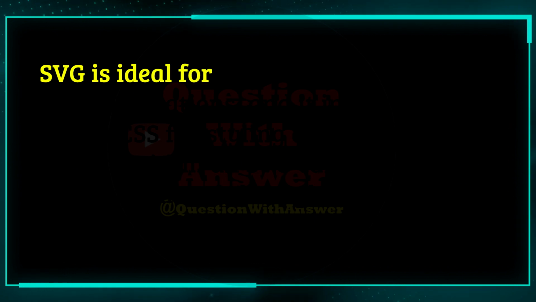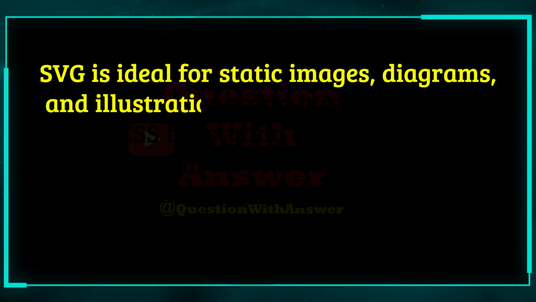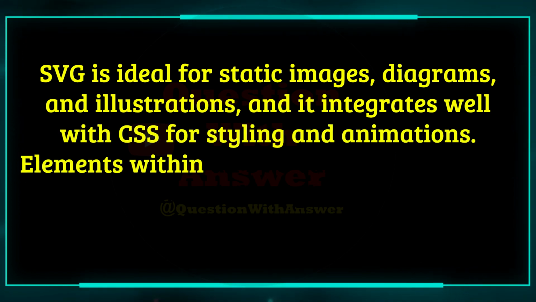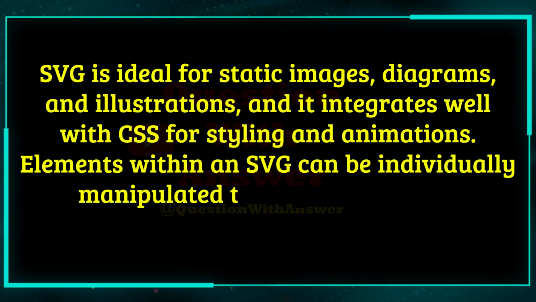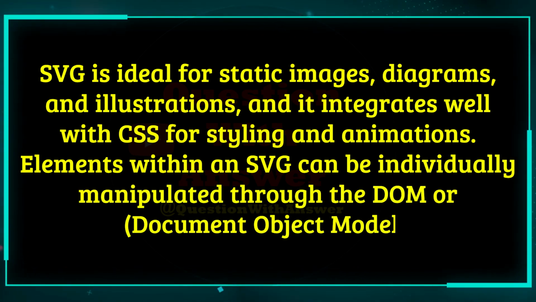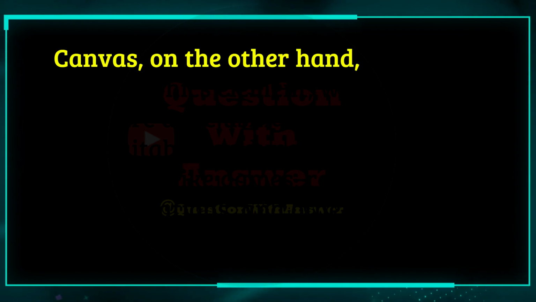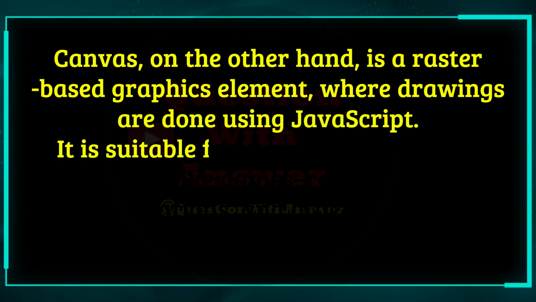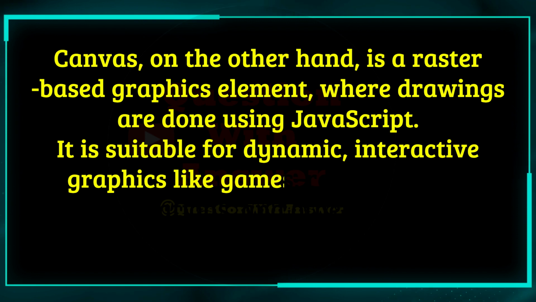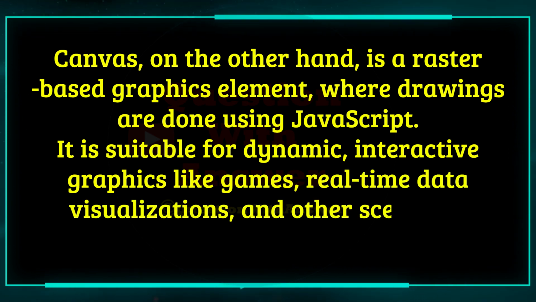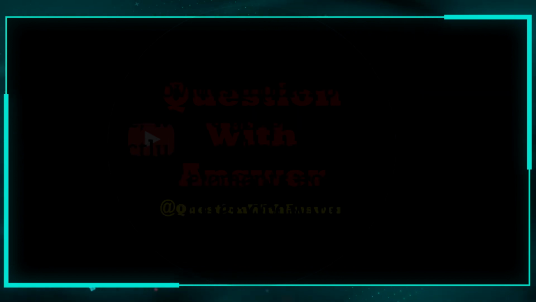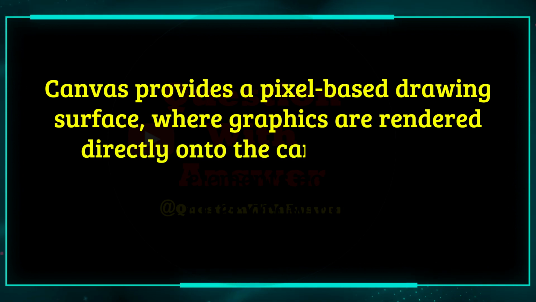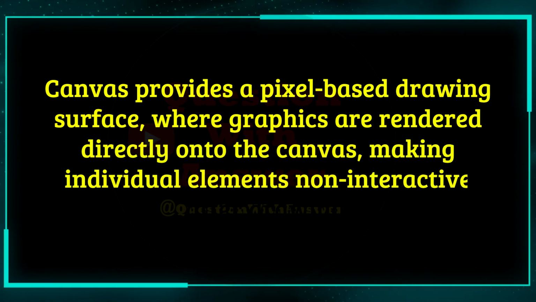SVG is ideal for static images, diagrams, and illustrations, and it integrates well with CSS for styling and animations. Elements within an SVG can be individually manipulated through the DOM, or Document Object Model. Canvas, on the other hand, is a raster-based graphics element, where drawings are done using JavaScript. It is suitable for dynamic, interactive graphics like games, real-time data visualizations, and other scenarios requiring frequent updates. Canvas provides a pixel-based drawing surface, where graphics are rendered directly onto the canvas, making individual elements non-interactive after drawing.